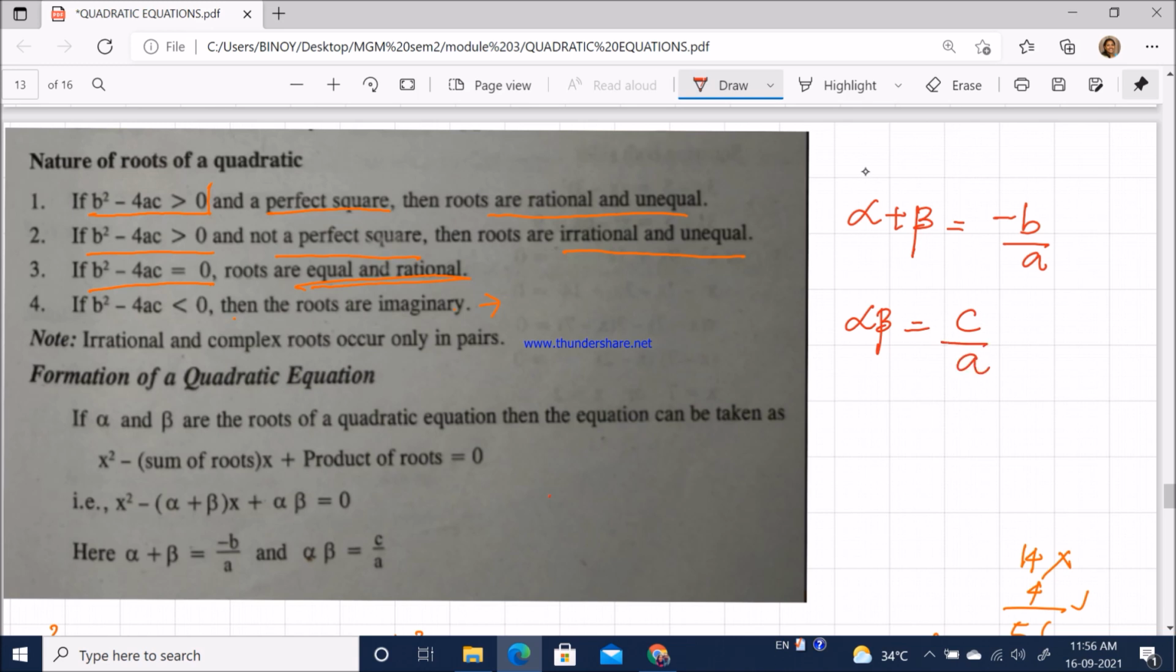Then in order to form the quadratic equation, the general form is x square minus the sum of roots into x plus product of roots equals 0. This is how we have to form the particular quadratic equation. Next class we will do the formation of the quadratic equation.